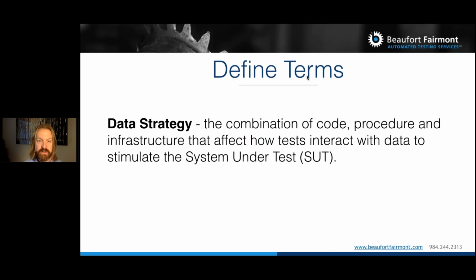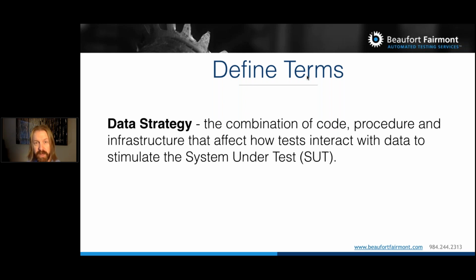So let's define terms. First, a data strategy is the combination of code, procedure, and infrastructure that affect how tests interact with data to stimulate the system under test. And I'll refer to that as SUT several times throughout this presentation. This has been my working definition of data strategies as I've gone through this presentation and put this information together.